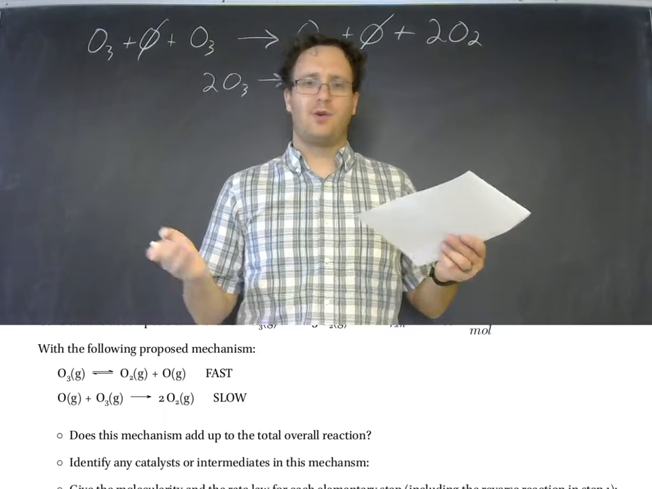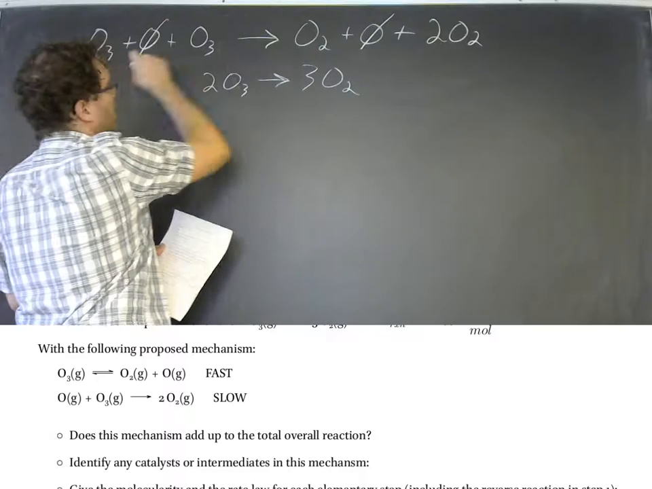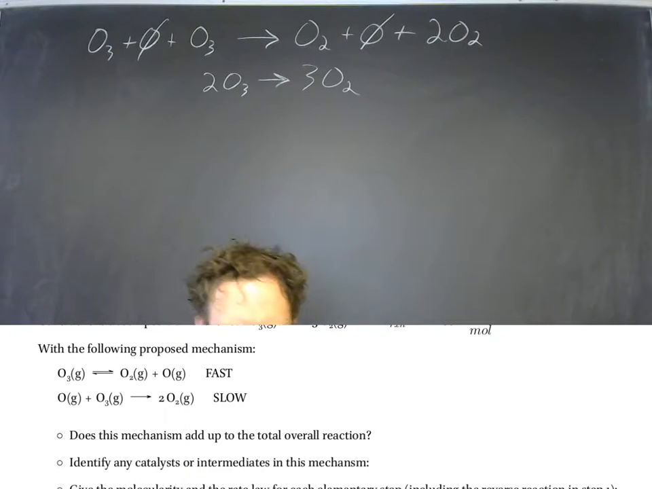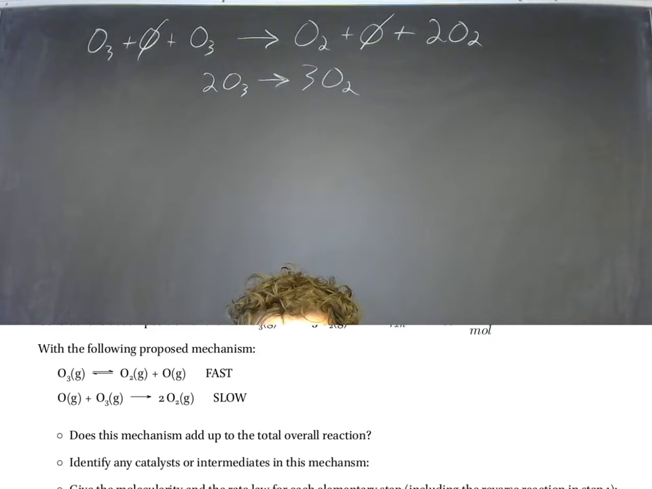There are no catalysts, but that oxygen that got canceled out. If we look at the mechanism, we see that it is first produced in the second step. Hold up. First produced in the first step. Oh, that's produced in the first step, and then consumed in the second step. So that would make oxygen an intermediate.